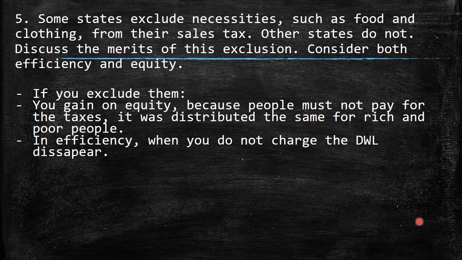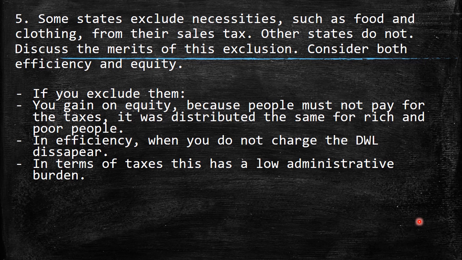And then in terms of efficiency, we have something too, because when you don't charge any tax, you automatically take out the deadweight loss. It will disappear. And the other part about efficiency is that it's important to take into account that it's, in quotation marks, really easy to charge these goods. You just need to pay for that one share, and the share is going to be given to the government. So in terms of taxes, this is a low administrative burden.